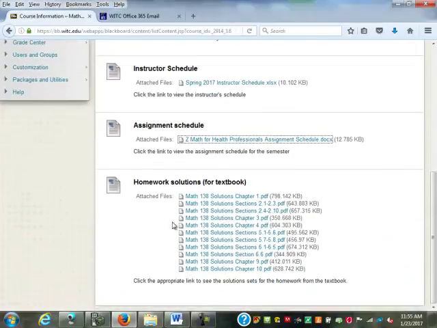Okay, then down here you see these are homework solutions. These are the solutions to the homework questions in the book. The homework that I assign each day is not graded. You'll have the solutions right here so you can check your own problems, check your own homework.